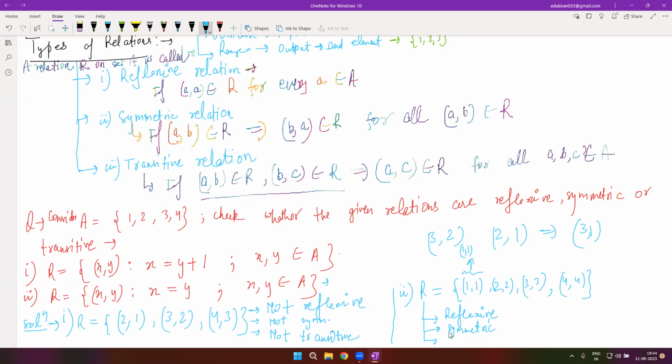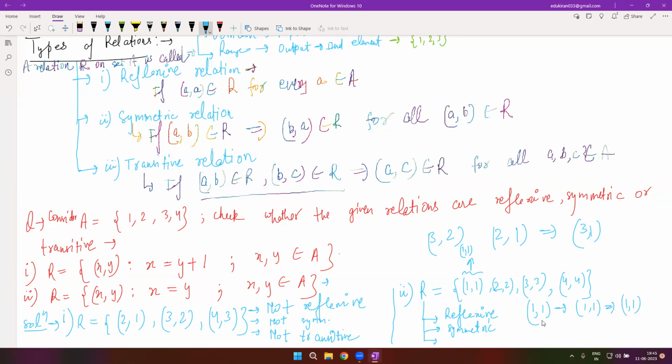To compare 1, 1, there is no other element which starts from 1. I mean, 1, 1 only. If you take 1, 1, we need to check transitivity. So I will take the first pair, 1, 1. I will try to find out how many pairs are there which start from 1. There is only one pair, 1, 1. And if you take both of these, then the answer is 1, 1 only.